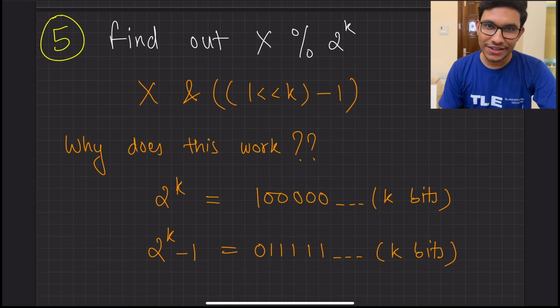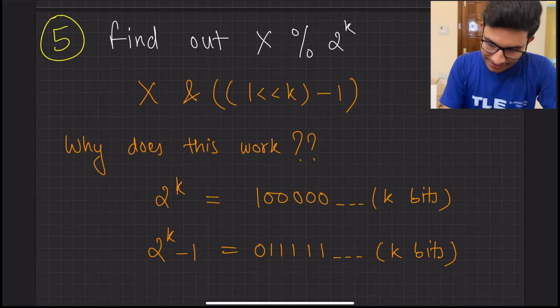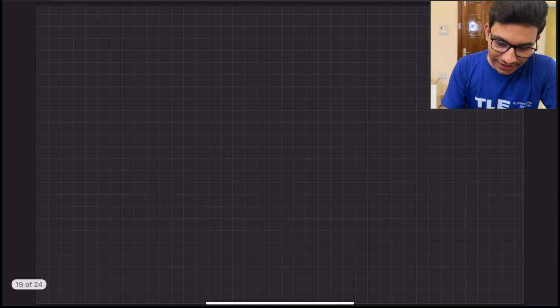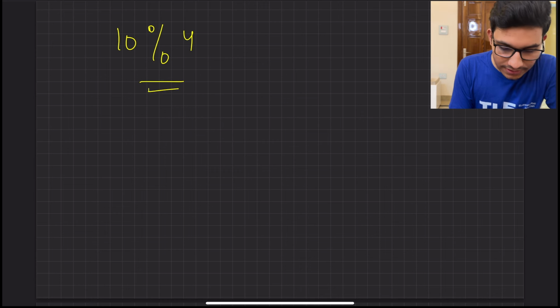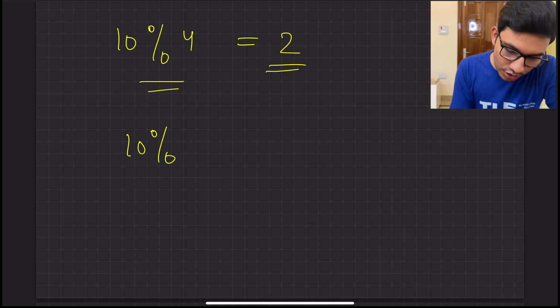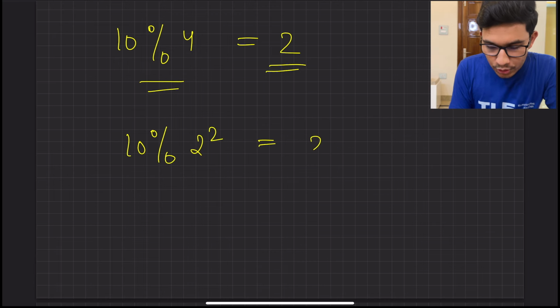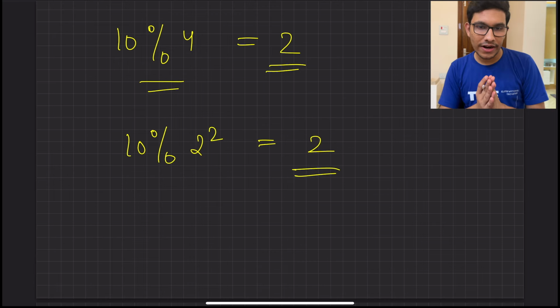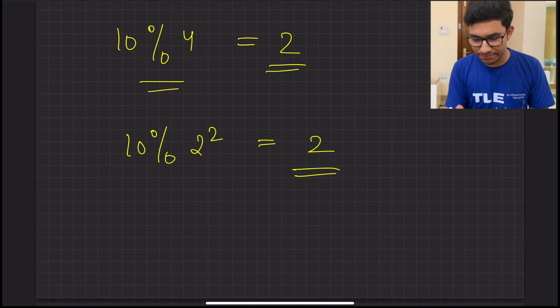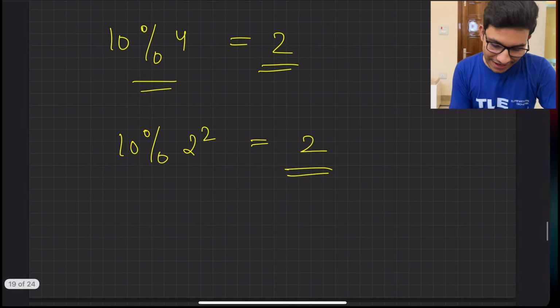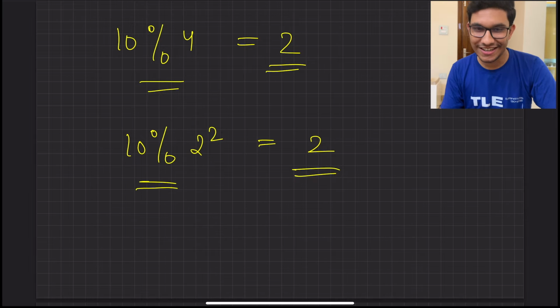Alright, let's look at the 5th trick of this video, which is to find out x modulo 2 to the power k. As an example, let's suppose I tell you find out 10 modulo 4, this number would come out to be 2, right? So this is the same as saying 10 modulo 2 to the power 2, which comes out to be 2 in our case, right? So we want to find this efficiently, again, without using the modulo operator. Why? Because the modulo operator is not that great, okay?